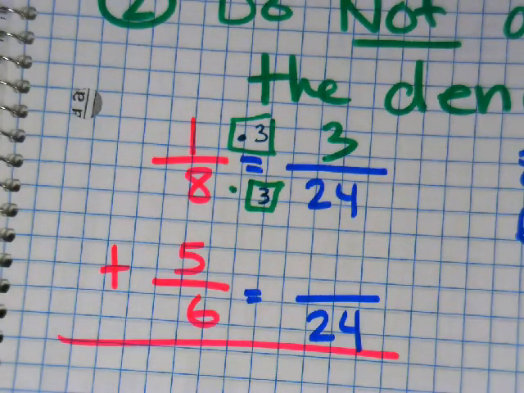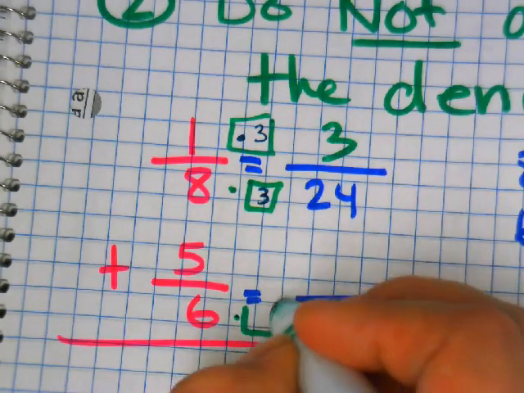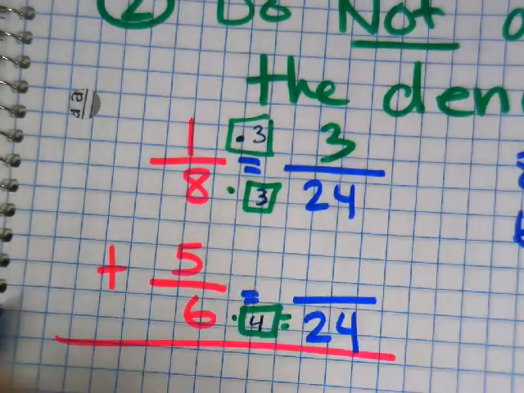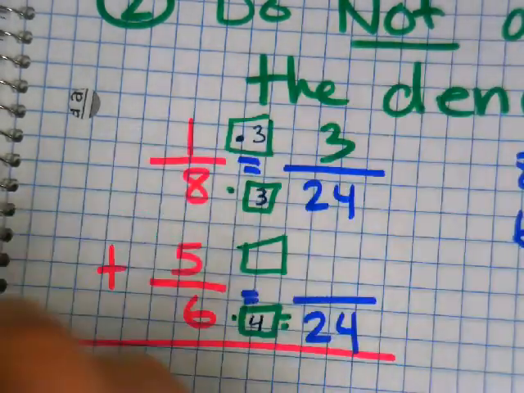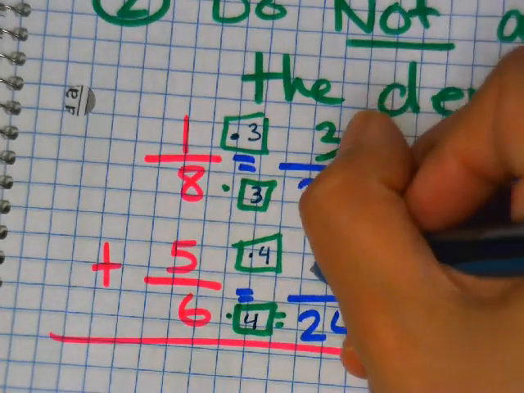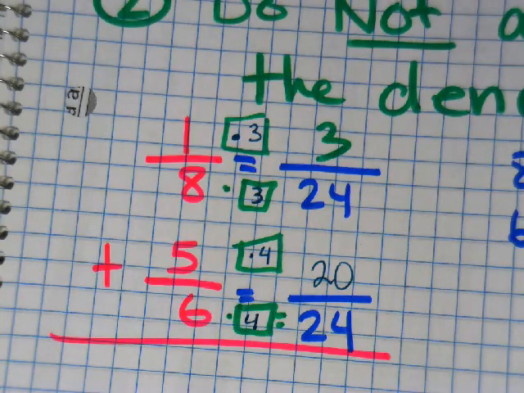All right, the next one. 6 times what number equals 24? 4, very good. So I do the same thing to the top. I'm going to multiply by 4. What's 5 times 4? 20. So now I have 3 over 24, and 20 over 24. Now we have common denominators. Yay, we have common denominators.